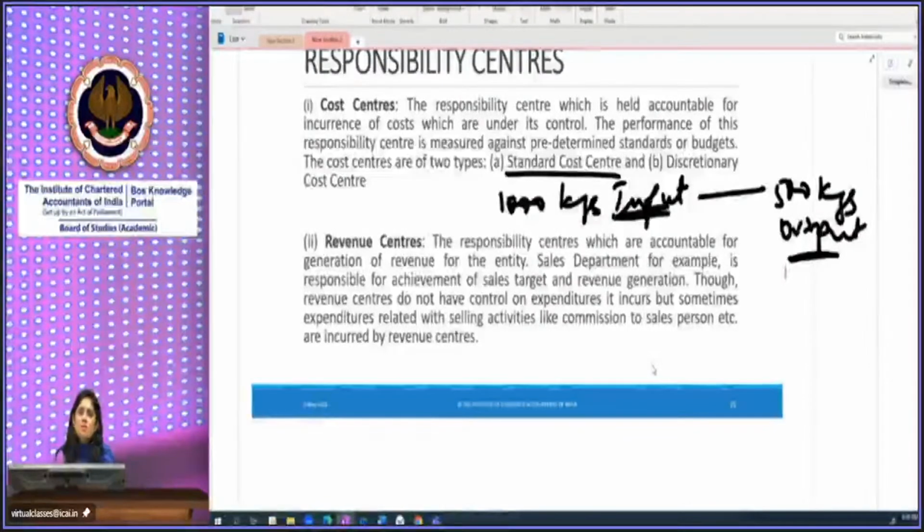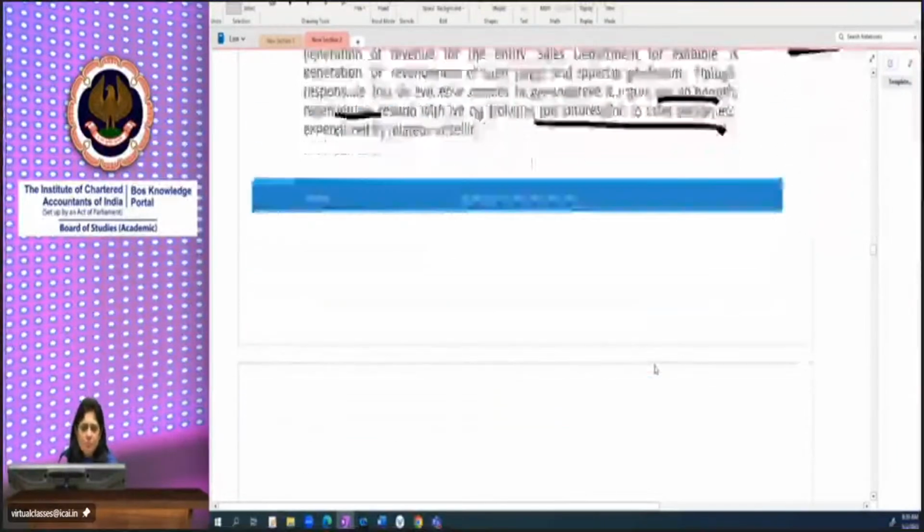They are responsible for the sales. Of course, they have some expenditures also, like sales commission, but that is not very major. Majorly it will be called a revenue center. So revenue center does not mean that it will be only revenue and no cost, but it means majorly it is responsible for generating sales revenue for the company. All right. So revenue center.